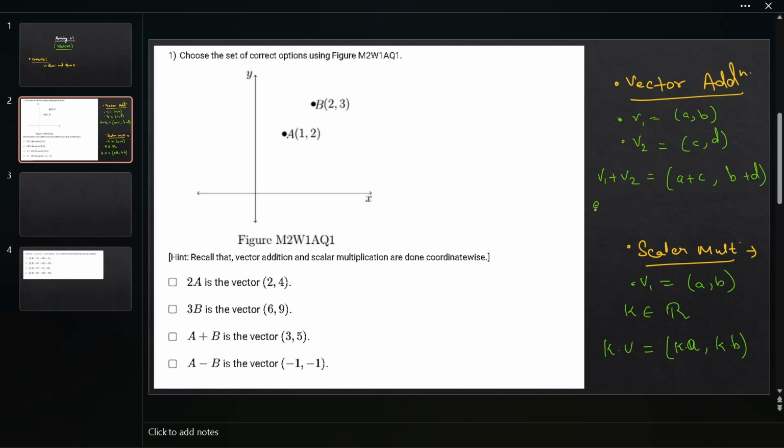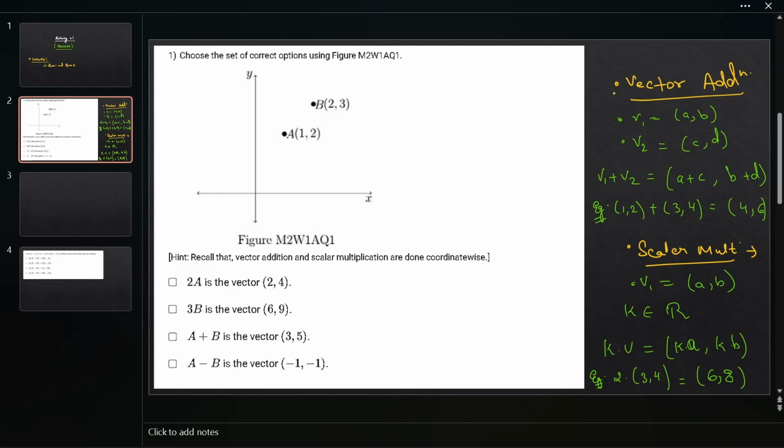One example of vector addition could be 1, 2 plus 3, 4. That gives us 1 plus 3, that is 4, and 2 plus 4, that is 6. Similarly, an example of scalar multiplication is 2 times 3, 4, where the product would be 2 times 3, that is 6, and 2 times 4, that is 8.